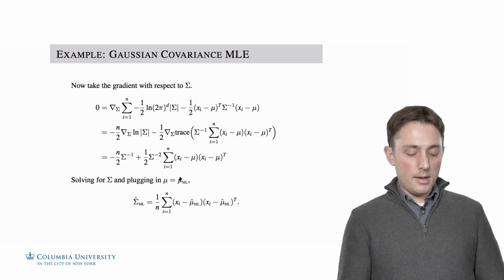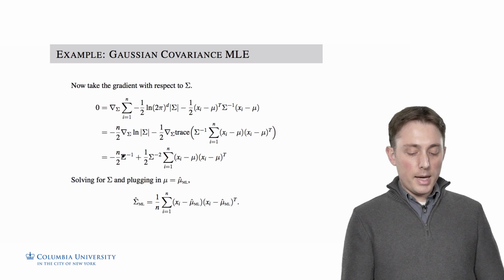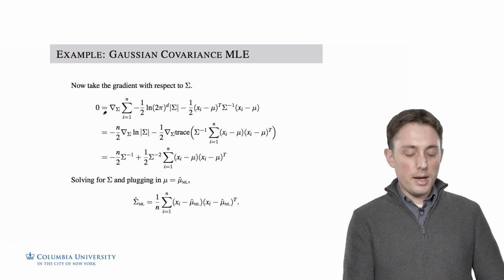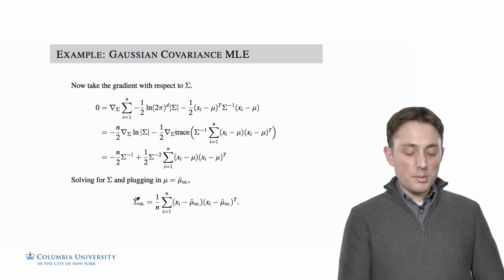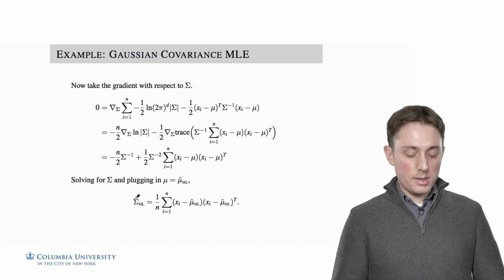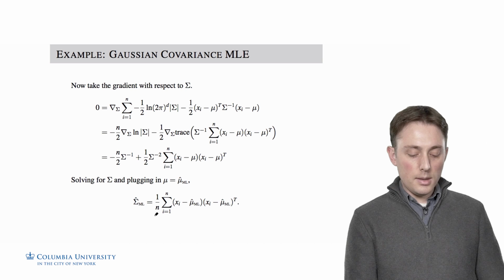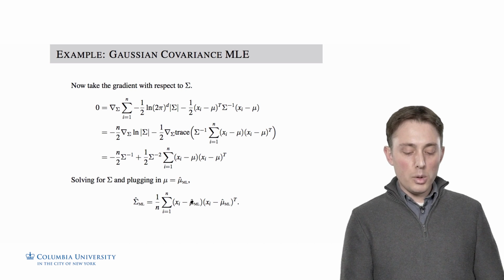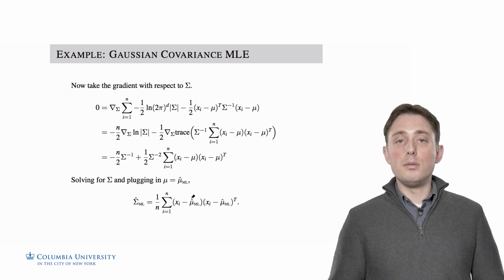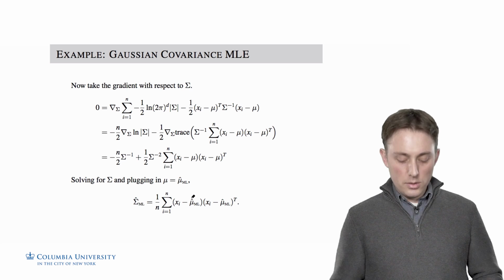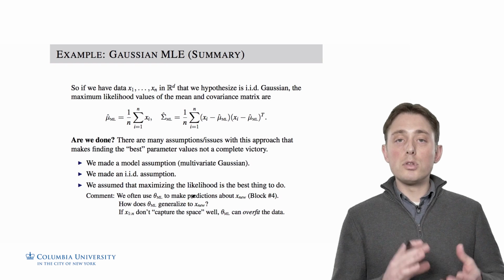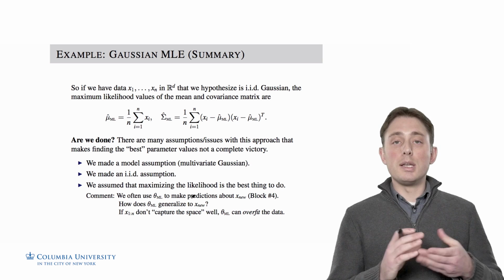And so solving then for sigma by setting this term equal to the matrix of zeros, we find that sigma, the maximum likelihood value for the matrix sigma, is simply equal to the empirical average of the outer products of our data where we've subtracted off the maximum likelihood mean. So that's the solution for performing maximum likelihood of the multivariate Gaussian distribution using an IID assumption.